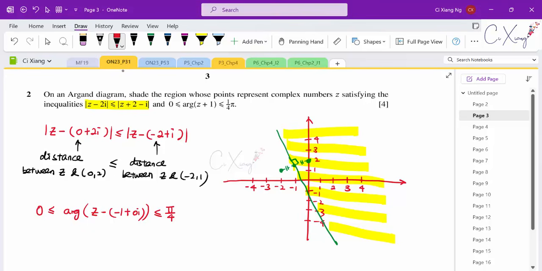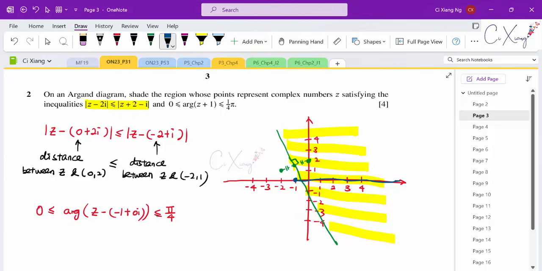Okay, so how am I going to sketch this second inequality? First of all, I try to plot negative 1 and 0. Where's the negative 1 and 0? It should be this point. Then from negative 1 and 0, when the argument is 0, it means that on the right hand side, you draw a horizontal line. So this one means that basically the argument is 0, horizontal, right?